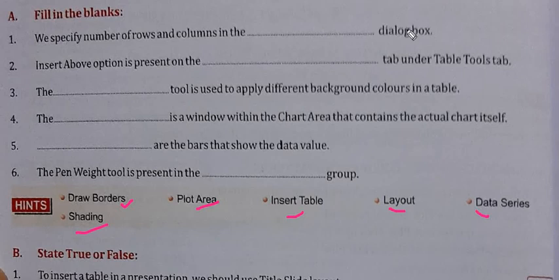When we create a table, to insert number of rows and columns, one dialog box is opened, right? Under the Insert tab, we have the Table option. In that, if we click on Insert Table, one Insert Table dialog box is opened in which we mention the number of rows and columns, and after inserting them the table is automatically generated on the basis of that number of rows and columns. So the first one, this is Insert Table.